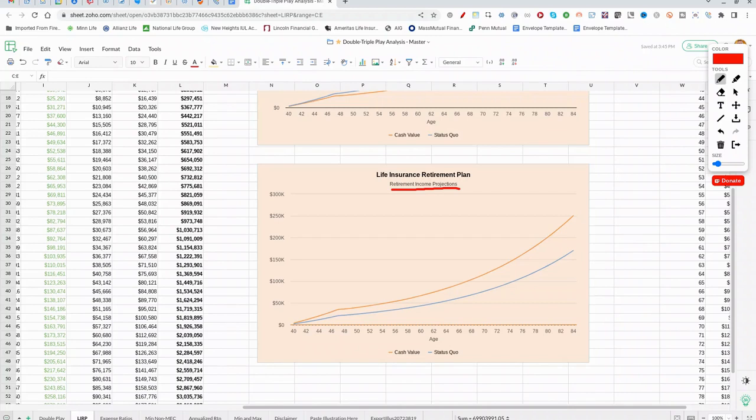8% is like the magic number. 8% of however much cash value you have at the time you retire is how much you could take on a level basis for the rest of your life. So the way you interpret this graph is you look at traditional retirement age here. Let me just put some dots on there.